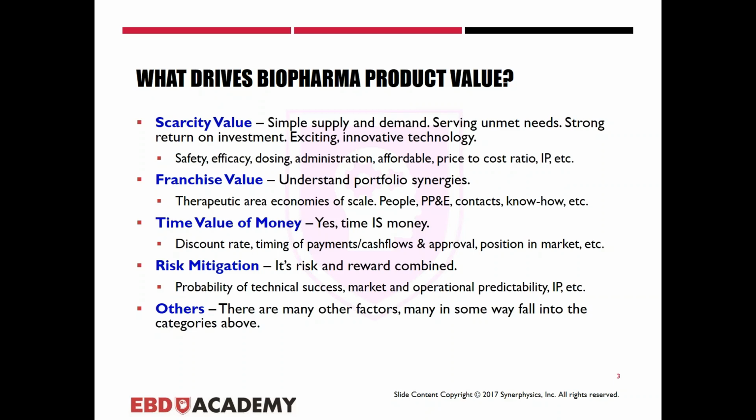Risk mitigation is another one towards the bottom here. It's all about risk and reward. So when we talk about reward in our industry, there's a lot of risk that comes with trying to get that reward. So we talk about that in terms of probability of technical success, which is also the probability of getting a marketing approval for our product. There are probably other ones that you've thought of as I went through this list, but we've hit some of the big ones here.